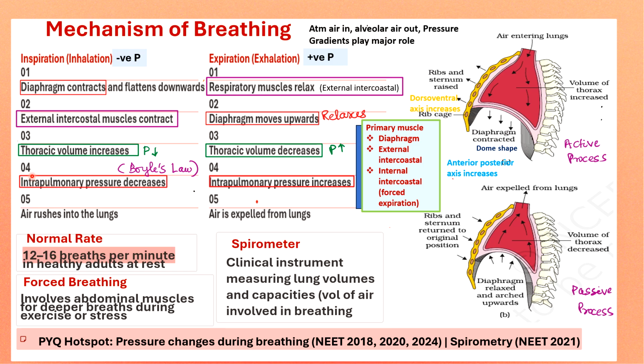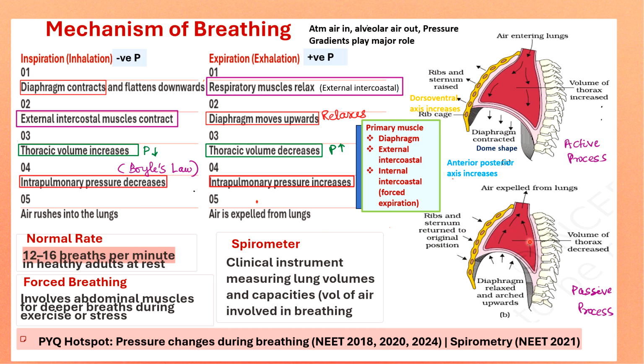When the overall volume increases, the intrapulmonary pressure, or the pressure inside the lungs, decreases. When volume increases, pressure decreases. We all know Boyle's law. As the pressure decreases, it creates a negative pressure inside the lungs. Air always moves from the positive pressure towards the negative pressure, so atmospheric air rushes inside and fills up the lungs. Is that clear? Let's now see expiration.